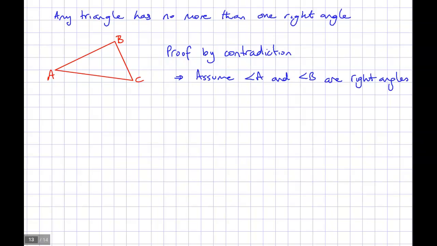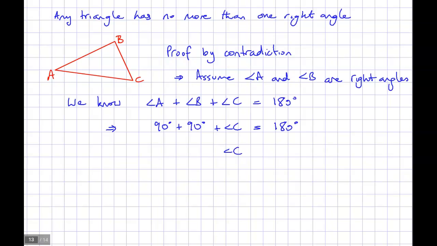So we know that the three angles in a triangle, angle A and angle B and angle C, equal 180 degrees. That's a given known theorem. So therefore, if A and B are both 90 degrees in size, then 90 plus 90 plus angle C equals 180 degrees. But if I take away 180 from both sides, we therefore have a situation where angle C is equal to 0. But this is absurd.